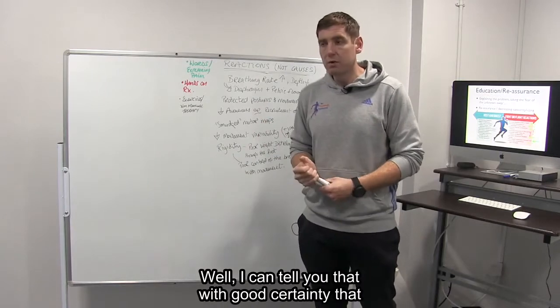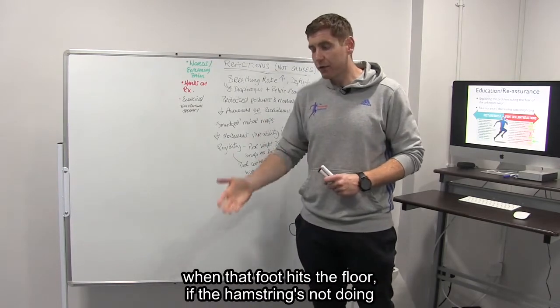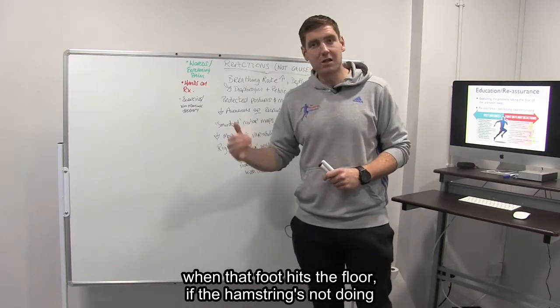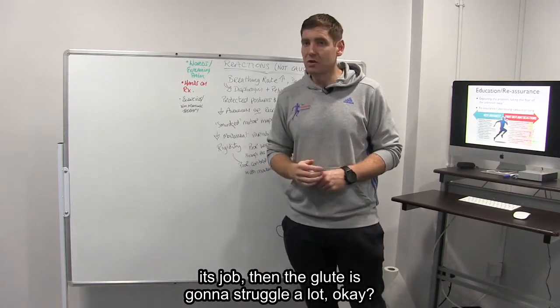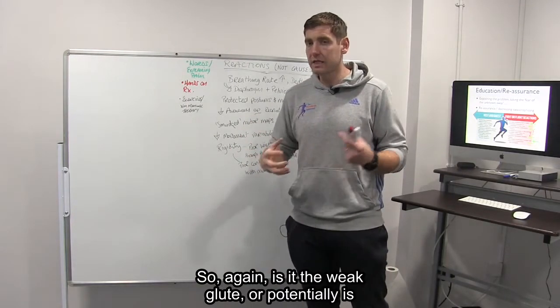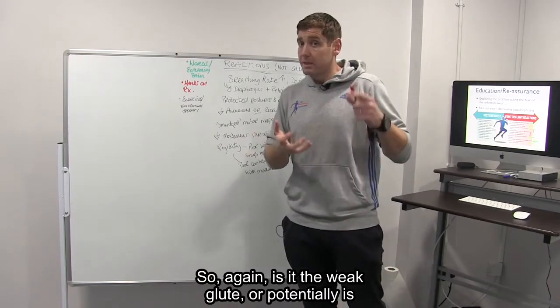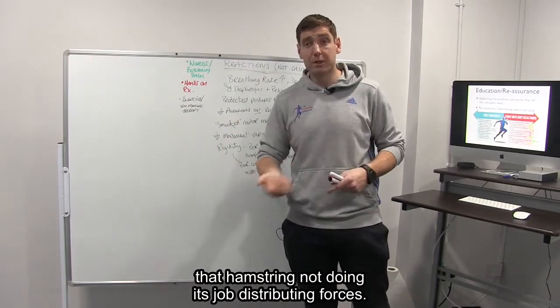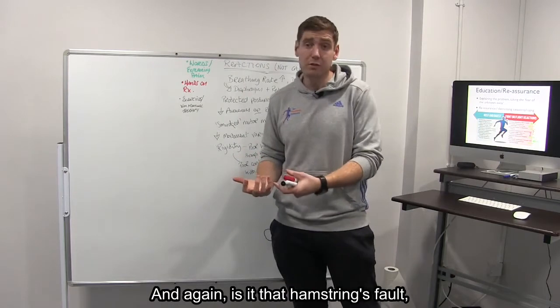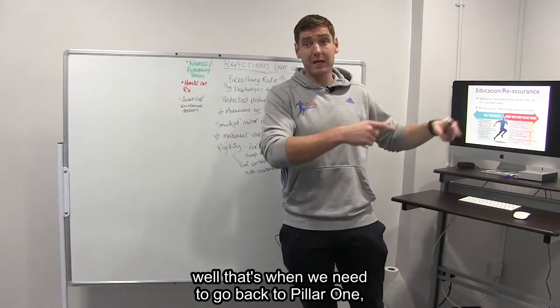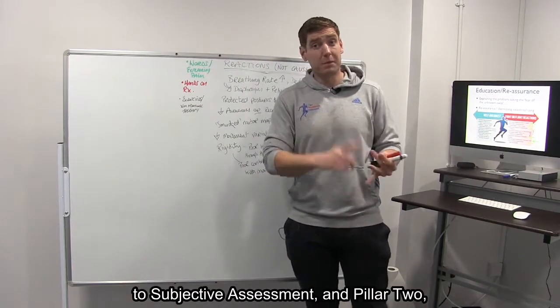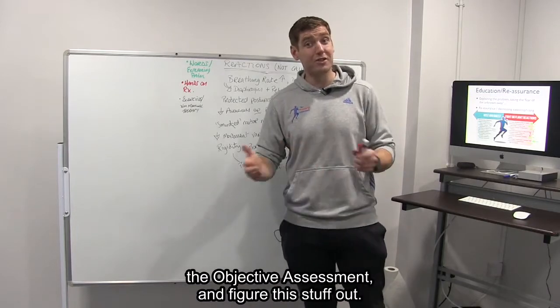I can tell you with good certainty that when that foot hits the floor, if the hamstring's not doing its job, then the glute is going to struggle a lot. So again, is it a weak glute, or potentially is that hamstring not doing its job distributing forces? And is it the hamstring's fault? Well, that's where we need to go back to pillar 1, the subjective assessment, and pillar 2, the objective assessment, and figure this stuff out.